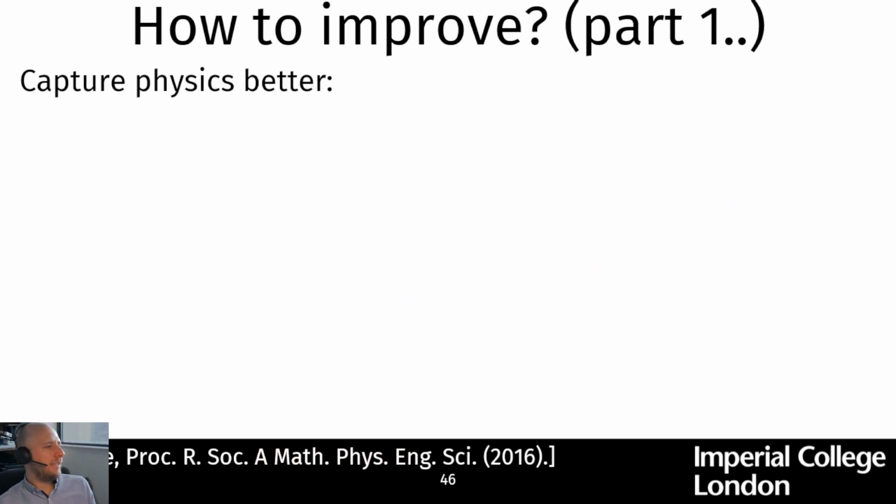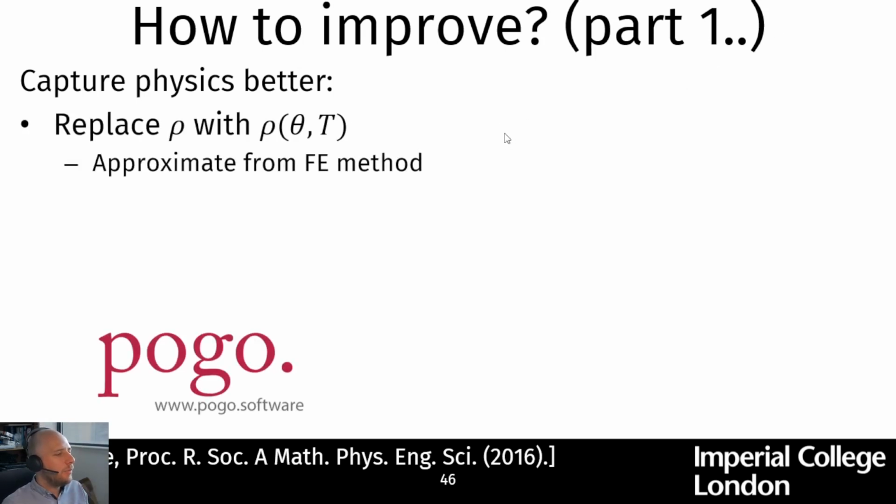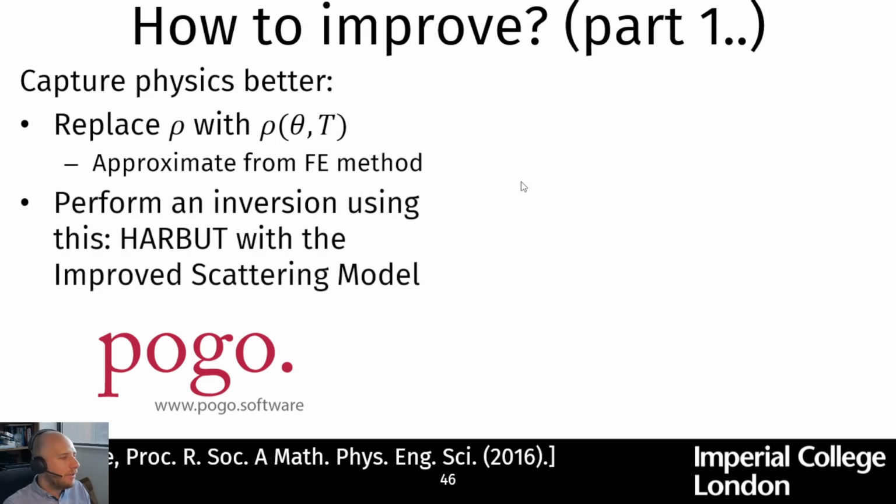So the question then is how to improve this. There are kind of two parts to this. One approach is to capture the physics better. We could replace our constant rho that I just described with a rho which is a function of both theta and the local wall loss. How do we do that? Well, we can approximate that from an FE method.